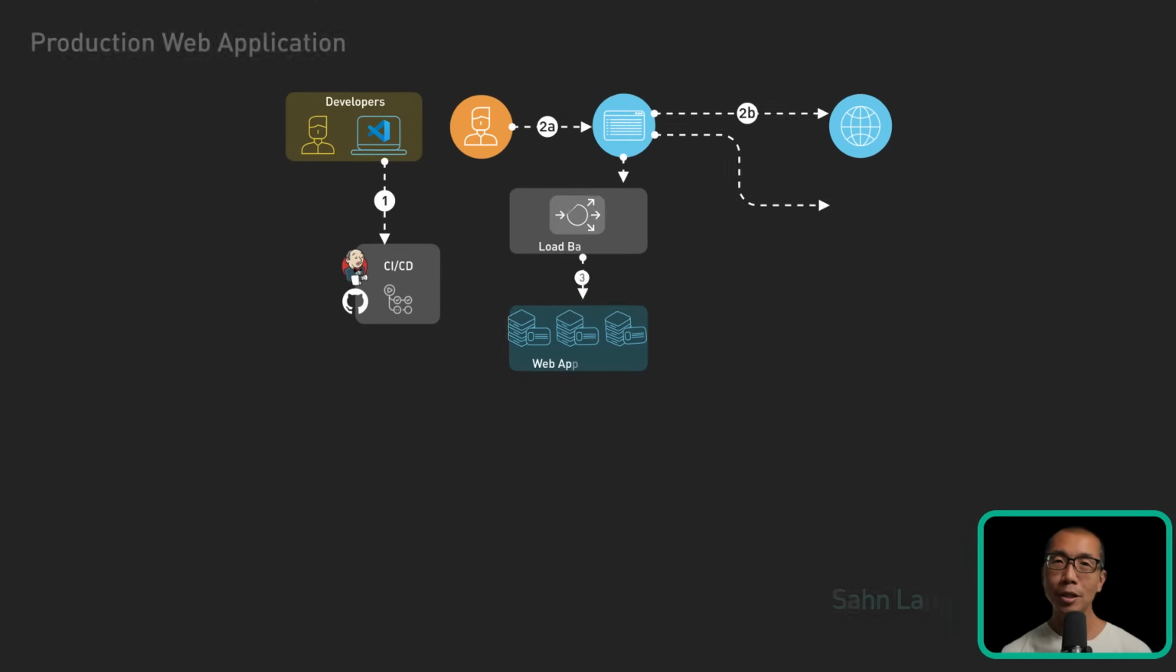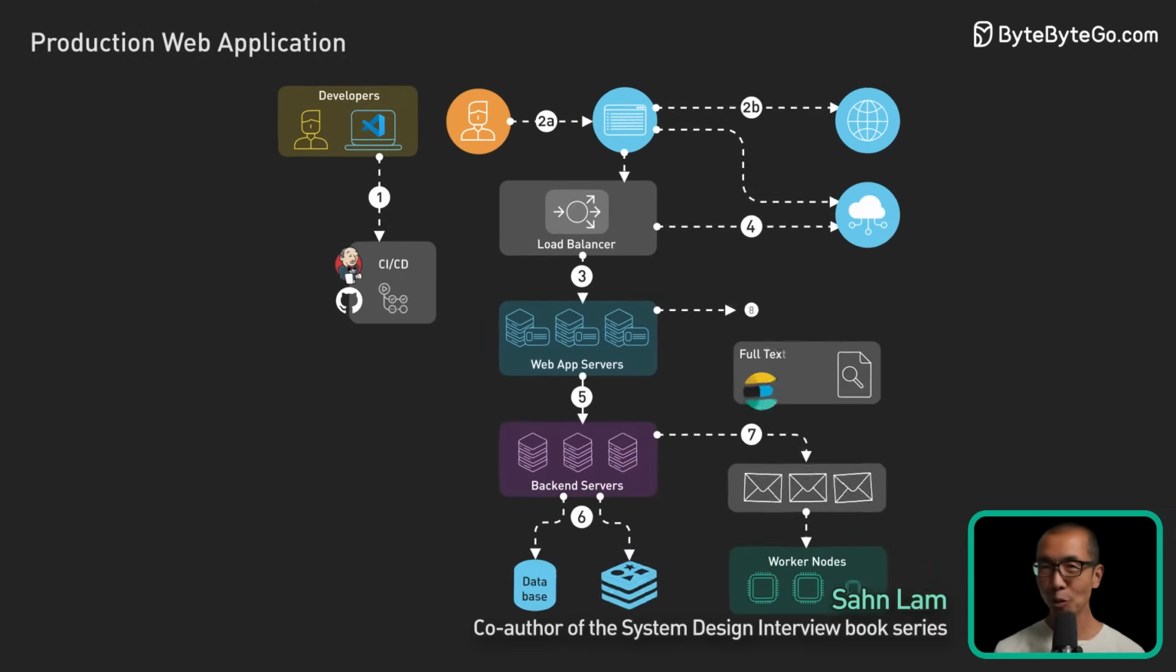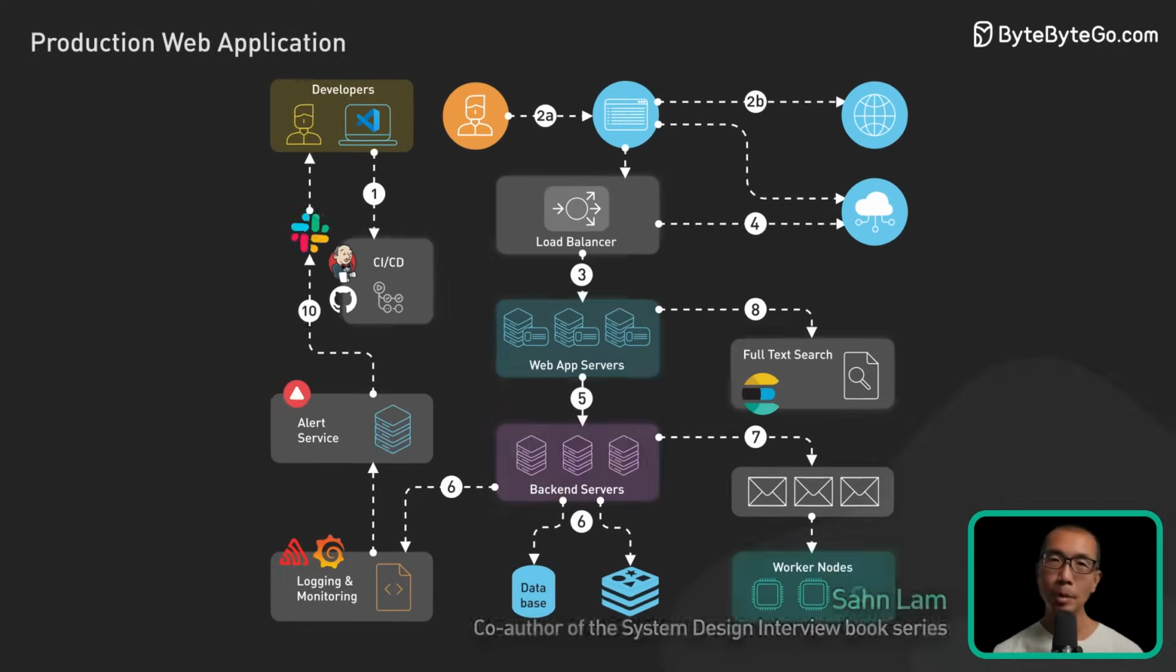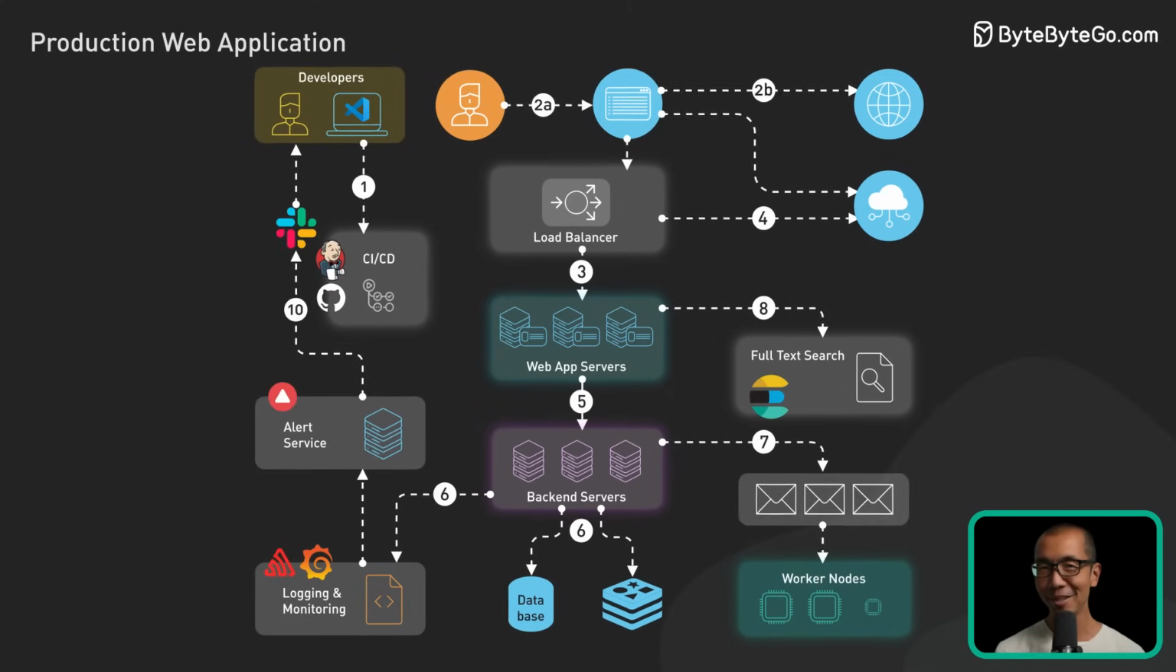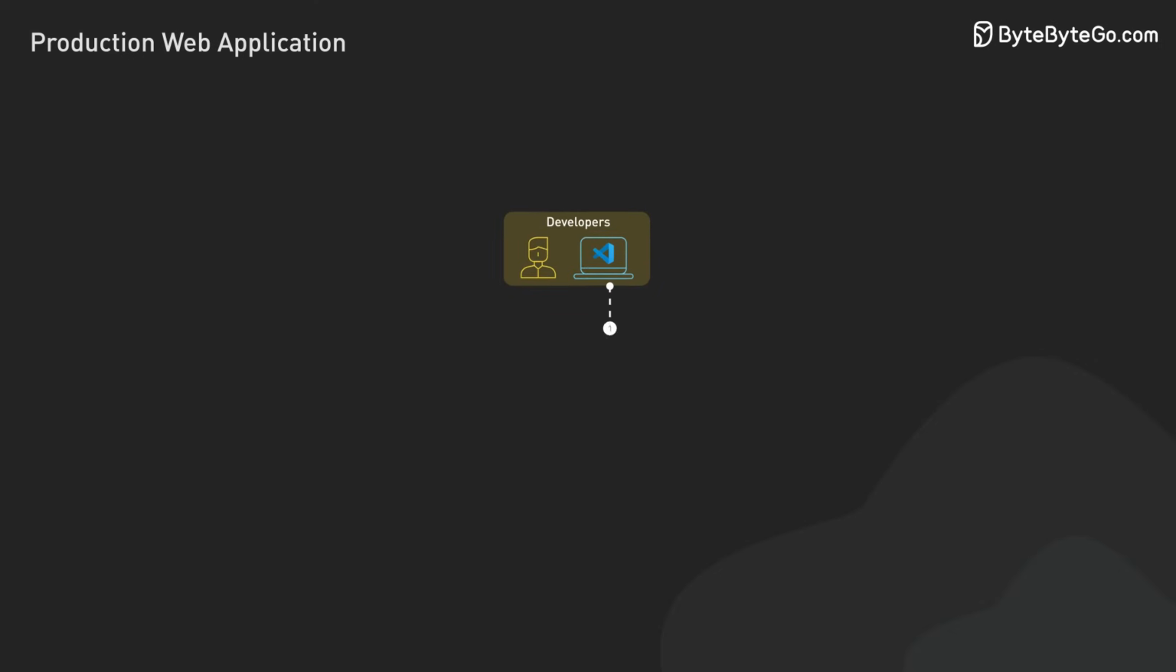Today, we're diving into the essential components of a production web application. These are the building blocks of most scalable, reliable production systems. So let's dive in. First up, CI/CD pipelines, the backbone of modern development.